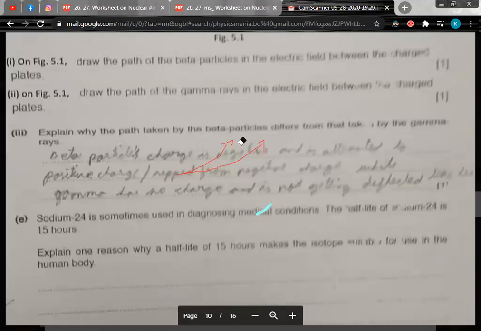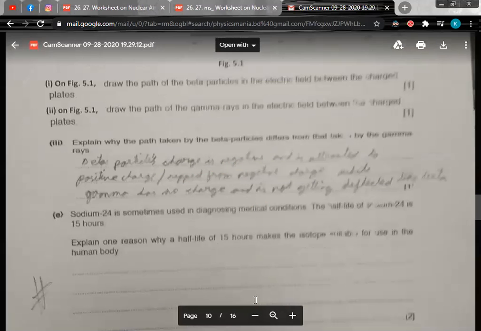Okay. Draw the path of the gamma rays. Yes, you have drawn. Then 3: Explain why the path taken by the beta particles differs from that taken by the gamma rays.